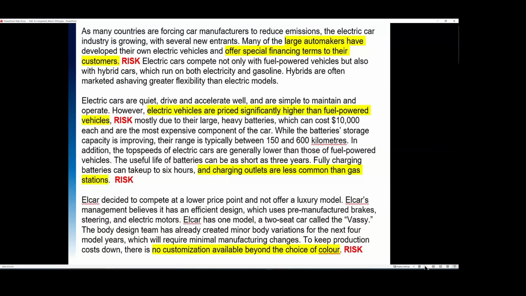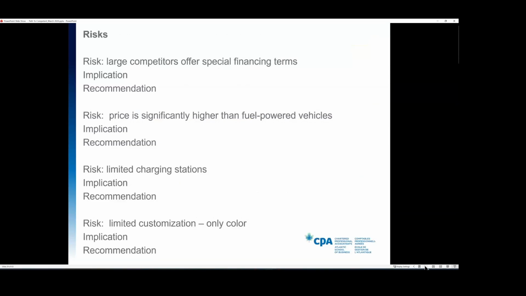The next few paragraphs identify several risks. So I'm going to pull that information, because that was one of the assessment opportunities, and I'm going to put each of those risks. Again, I'll go back, and when I write the response, I'll put in the implication and the recommendations.